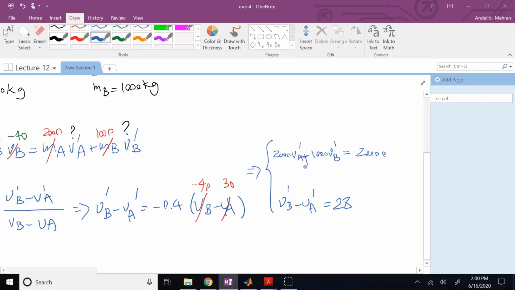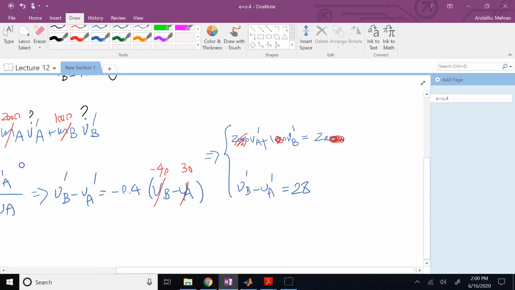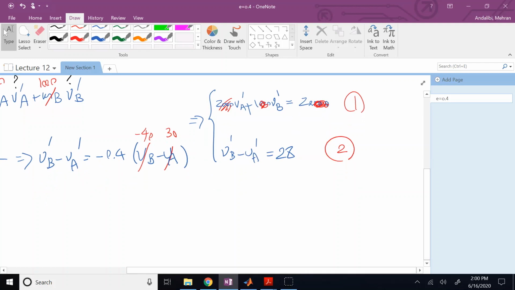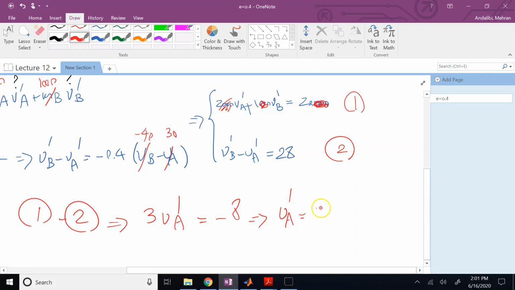And now in the top equation, if you want, you can get rid of 3 zeros. So you get 2V prime A plus 1V prime B is 20, and this is positive 28, sorry. If you call these 1 and 2, all you need is to subtract 1 from 2. Why? Because both have positive V prime B. So when we subtract, you're going to get 3 VA prime on the left, and here you're going to get negative 8, right? And so VA prime is going to be negative 8 over 3, right?